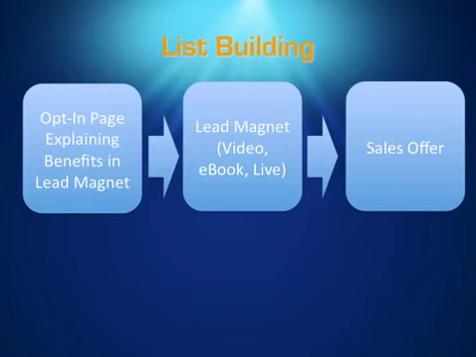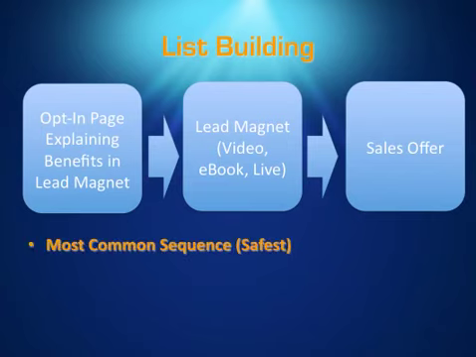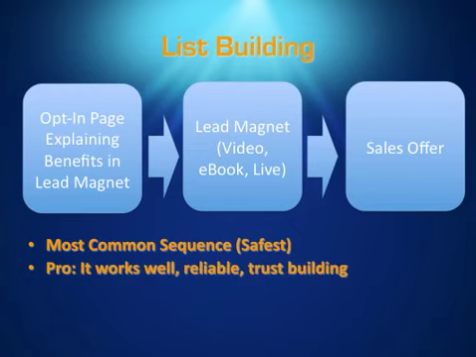So you're seeing here, most of these are eventually moving to a sales offer. But the advantage here is there's a lot of back and forth. This is the most common sequence you see. And I think it's because it's the safest. It's the most reliable. It's been proven to work more than the other ones. The sandwich page is really good too. This is probably the best one, but it's kind of unoriginal. So again, the advantage is it works well, it's reliable, and there's a lot of trust building going on here.